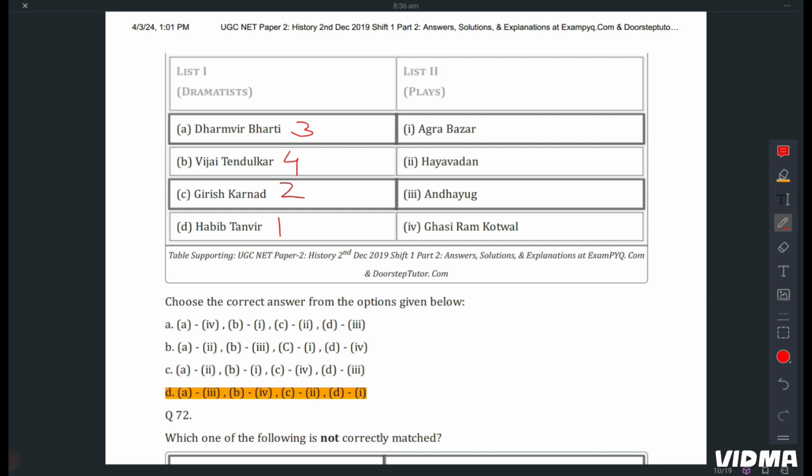Girish Karnad, Hayavadan, 1971. Most important play of post-independence India. This play tells the story of two friends who are in love with the same woman and who accidentally swap heads.